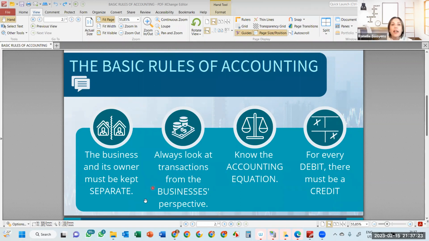So the very first rule that you need to understand is when we deal with accounting, the business, the actual business and the owner of that business need to be kept separate. And when we talk about keeping them separate, we are talking about especially financial transactions. Now, I know that many people have their own businesses, and this might be small businesses like sole traders or one-man businesses, as we call them, or even bigger businesses with lots of employees or maybe branches across the country.